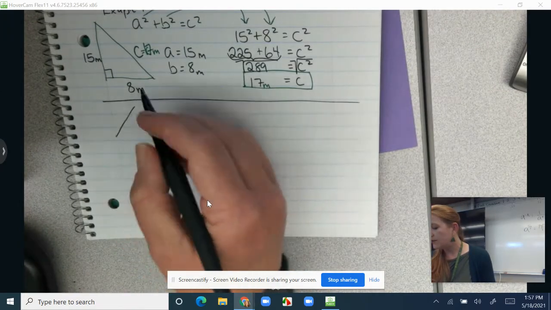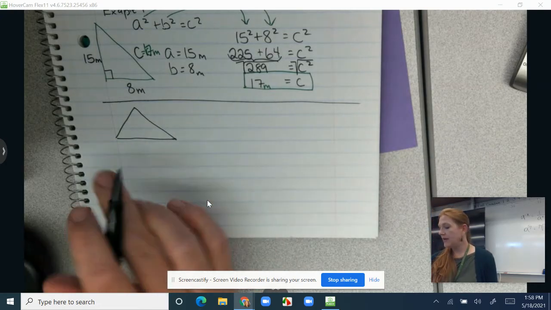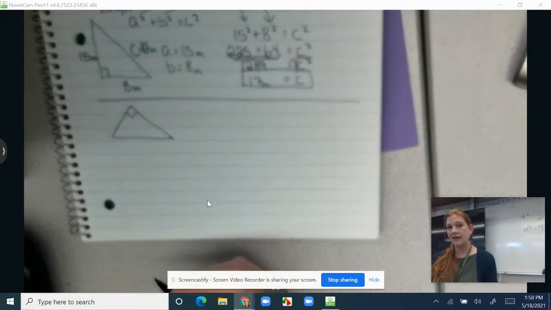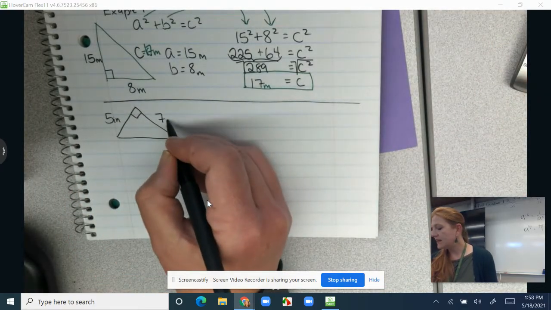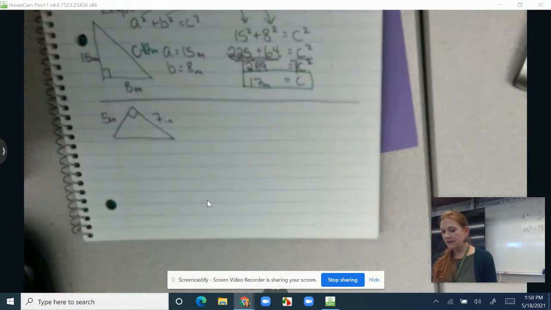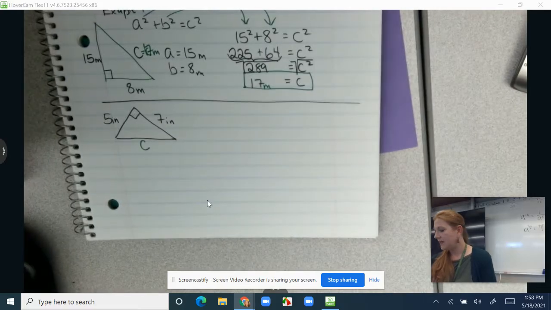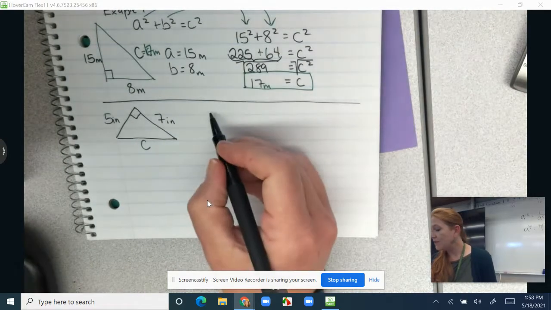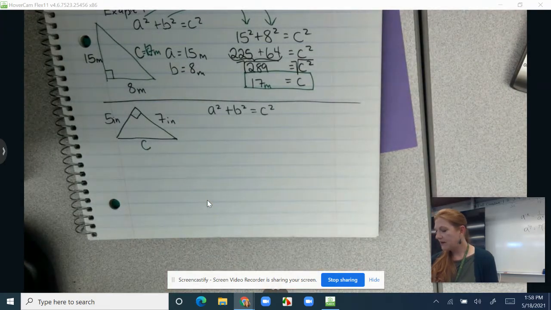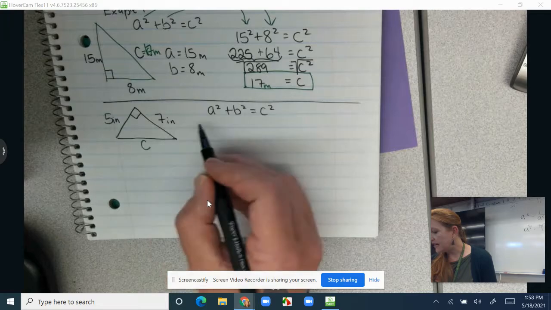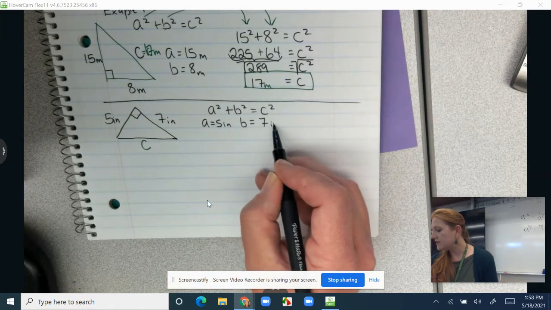So I'm going to draw you a right triangle right now. In this case, all that I know about it is it has a 90-degree angle in it, and that the legs are 5 inches and 7 inches. So again, I'm going to be looking for this third side, the hypotenuse, or C. And here we go again. Our formula is A squared plus B squared equals C squared. I'm going to fill in my A and my B. Let's let A be 5 inches, and B will be 7 inches.